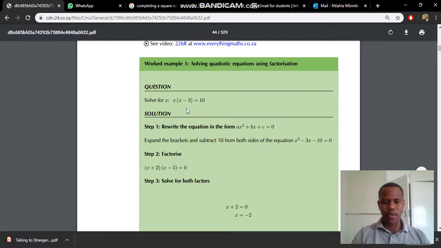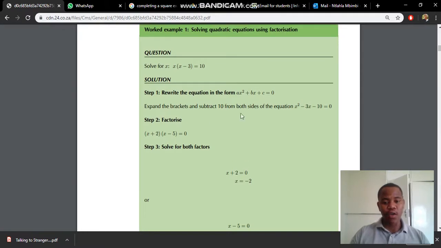Sorry, I didn't say it's equal to 10. So what do you need to do? The first step is to rewrite the equation in that form. So you multiply the x squared, you multiply the minus 3 over there, and you bring the 10 to the other side, right? So you expand the brackets and subtract 10 from both sides, right? x squared minus 3x minus 10 is equal to 0, right? And then you factorize that.